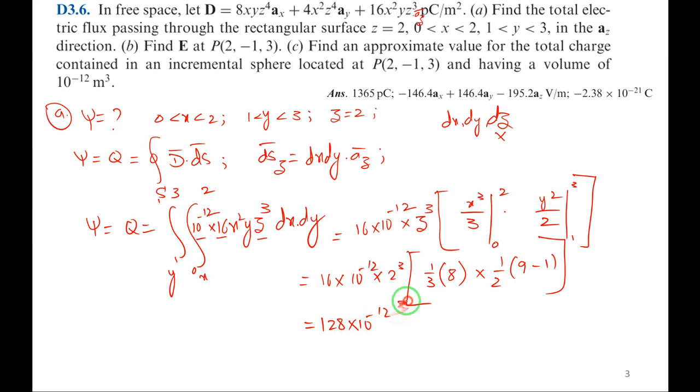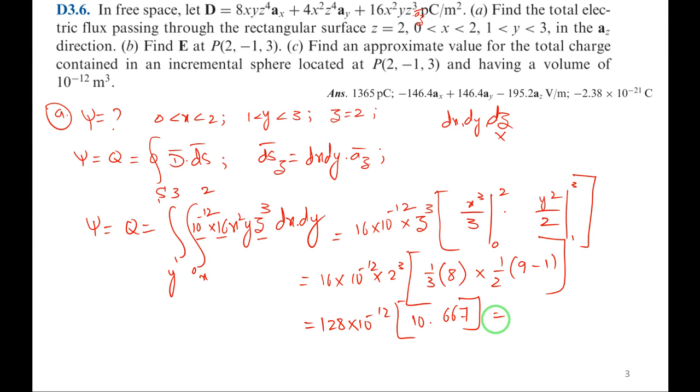So within the bracket I will calculate how much you will get, we will see. So 8 by 3, 8 divided by 3 into 9 minus 1 is 8, 8 by 2 is 4, right? It is 4. Just multiply 4 for it. So this one I am getting it as 10.667, right?